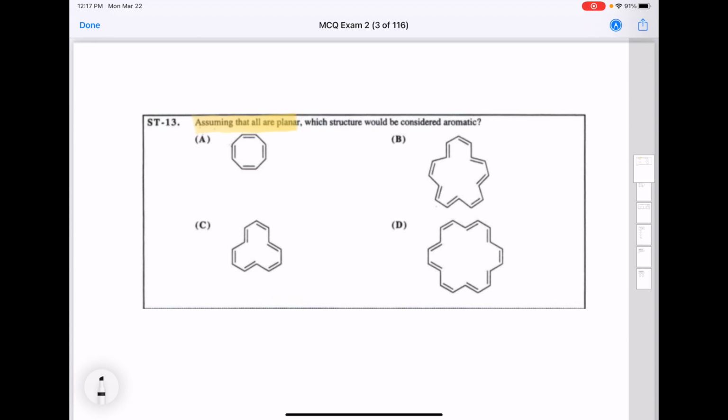So let's start off with choice A. So let's apply Huckel's rules in determining whether or not this structure is aromatic, non-aromatic, or anti-aromatic. So for the first structure, we see that it is cyclic. We're allowed to assume that it's planar, and all of the carbon atoms on this are sp2 hybridized. So that means that all of these do form a conjugated pi ring system.